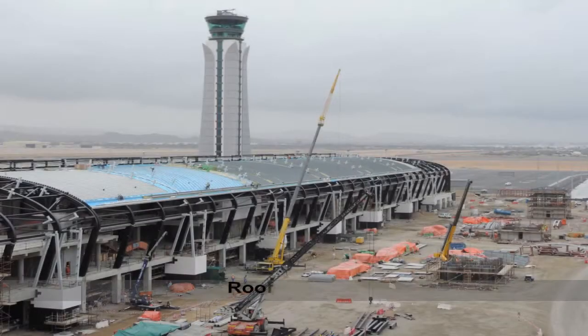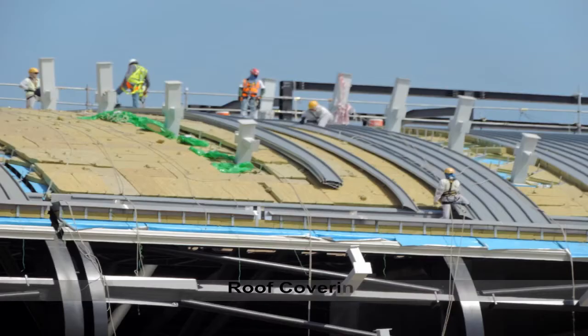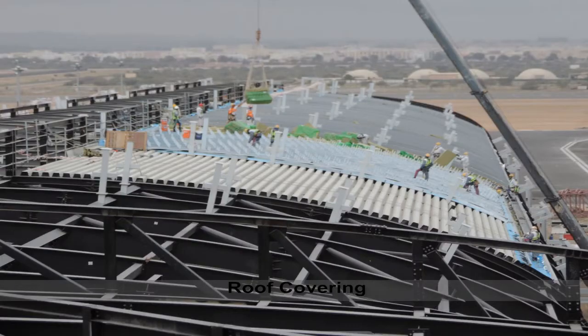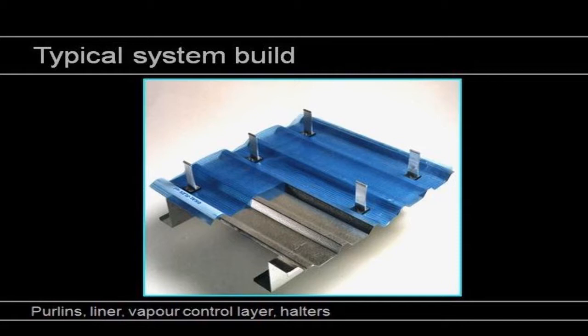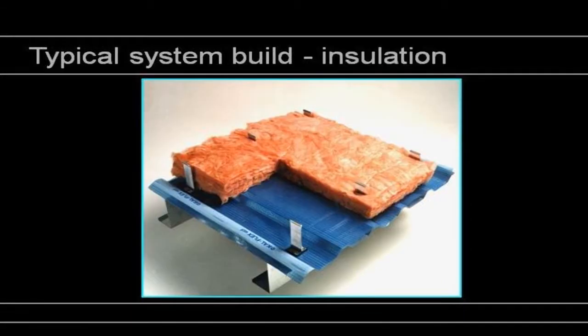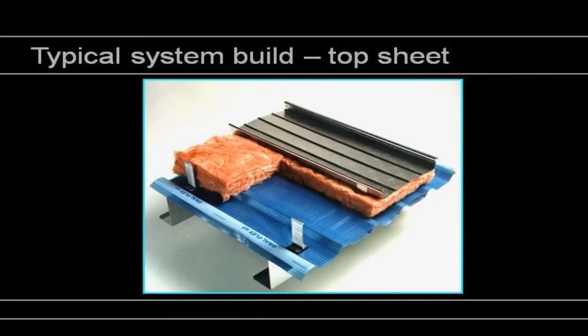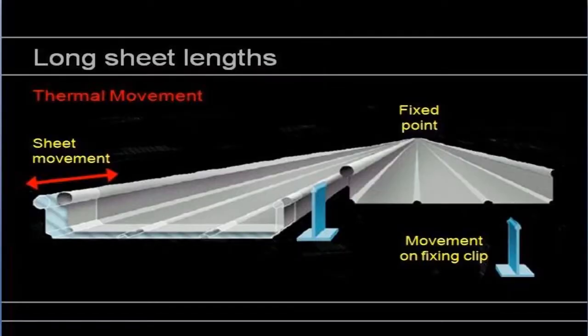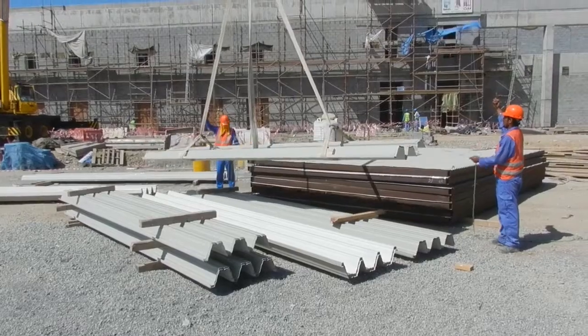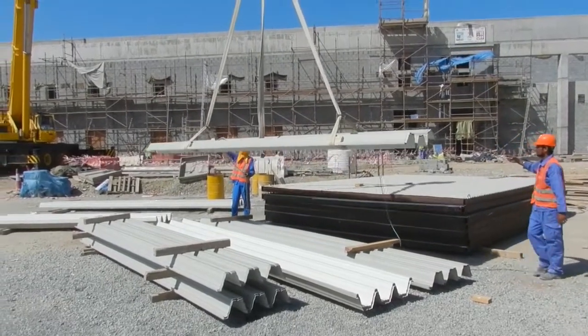Roof covering. Shown are the methods to construct the roof covering that is made up of deck sheets, vapor barrier, top hat sections, fixing clips, insulation, top sheet with standing seams that is rolled on site. The standing seams are clamped. Shown are the construction activities.